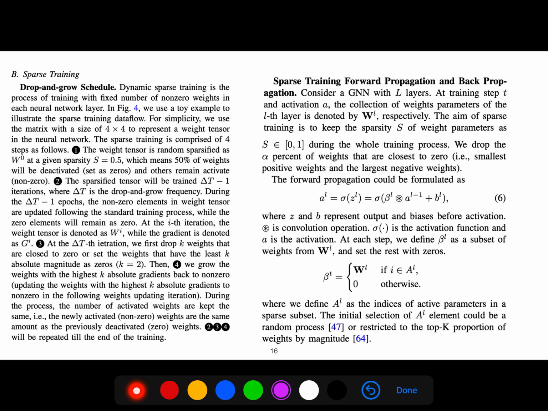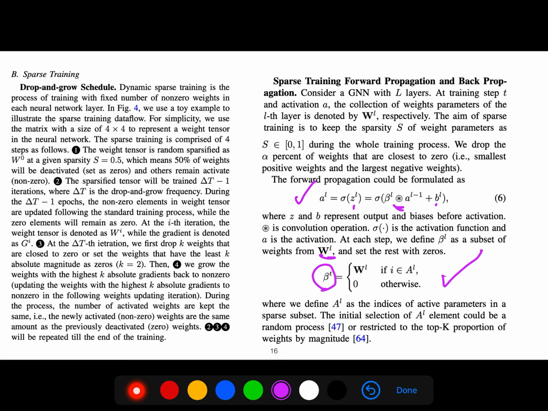Then they talk about sparse training, drop and grow schedule. Then they talk about sparse training, forward propagation and backward propagation, where the forward is this one. Z and B represent the output and biases before activation. And this is the convolution operation. But we define beta as a subset of weights from W_L. This is the trick of this paper. This is one of the most important innovations of this paper. And set the rest of them to 0.